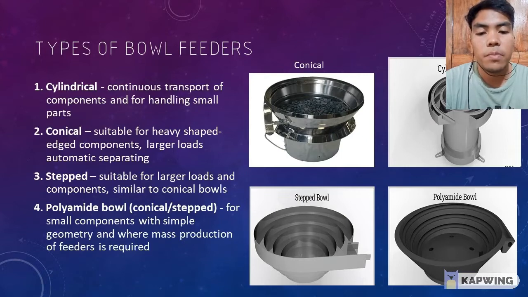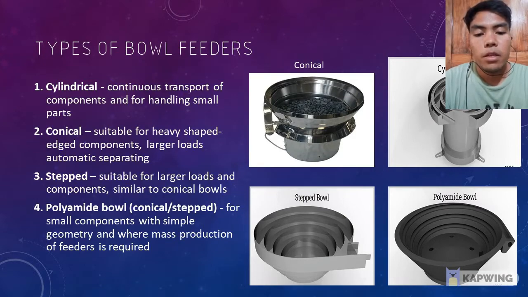So the first type is cylindrical bowls. So when we say cylindrical bowls, it offers a constant feed but has a restricted capacity. So why restricted capacity? They are used for very small parts, as can be seen in the image on the side. It is restricted because what it can carry are only light or very small parts.